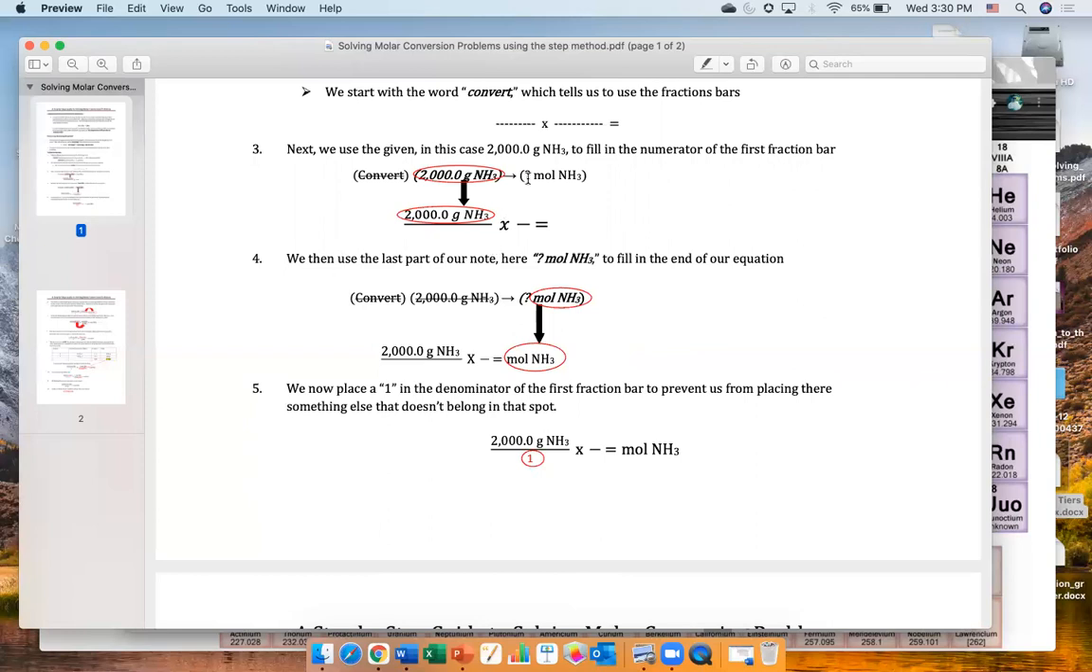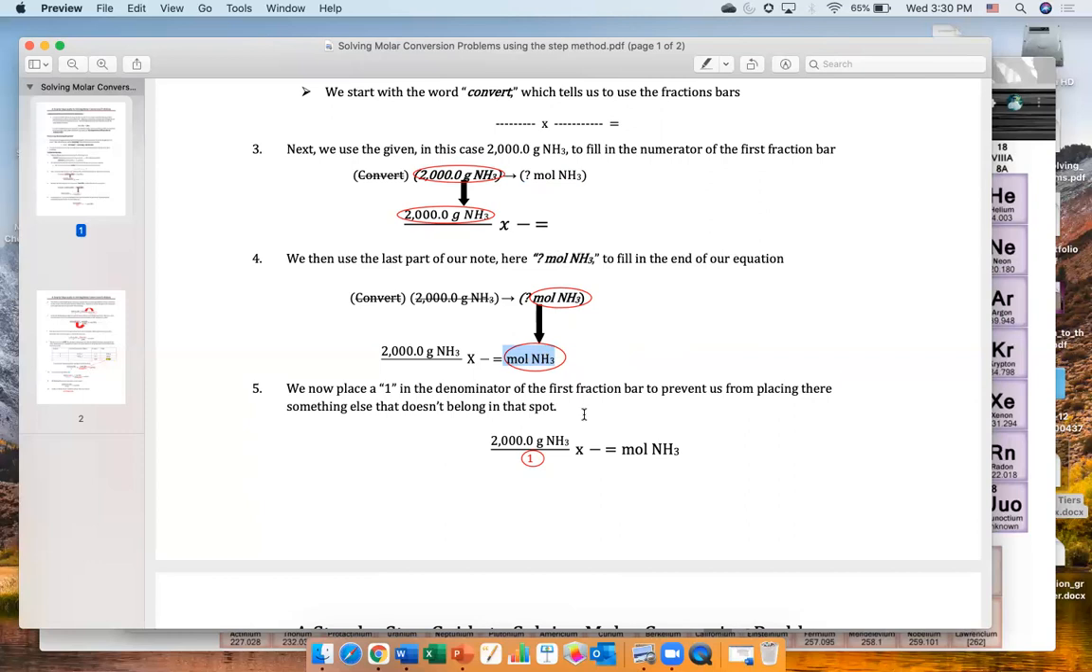I still have one part of the note left. I've got this back part of the note. So what do I do with that? I always do the same thing with it. So when we use the last part of the note, here what I do is I fill the end of the equation in. So I go into the end after the equal sign, and I take that last part of the note and I drop it into the back of the equal sign there.